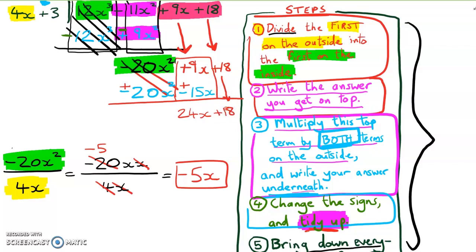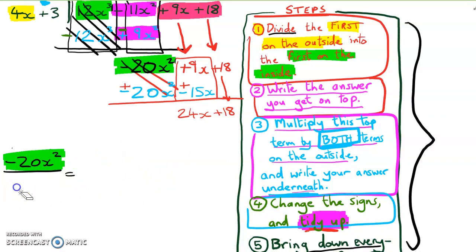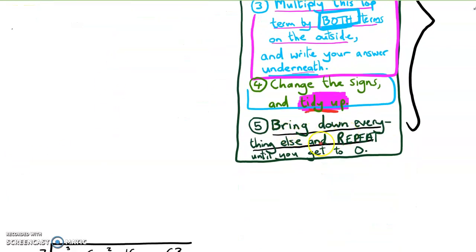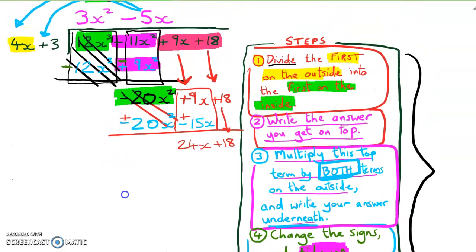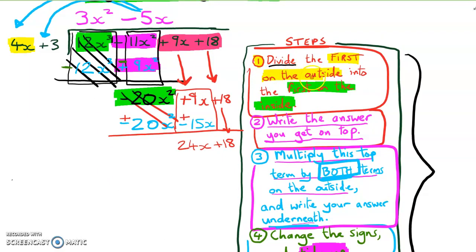And now we're ready to repeat for the last time, final time. Okay, so we repeat again. So we keep repeating until we get to 0. And when you get to 0, you're finished. Okay, what's step 1 again? Divide the first on the outside by the first on the inside. So this time this is the first on the inside. So I've got to divide 24x by 4x.